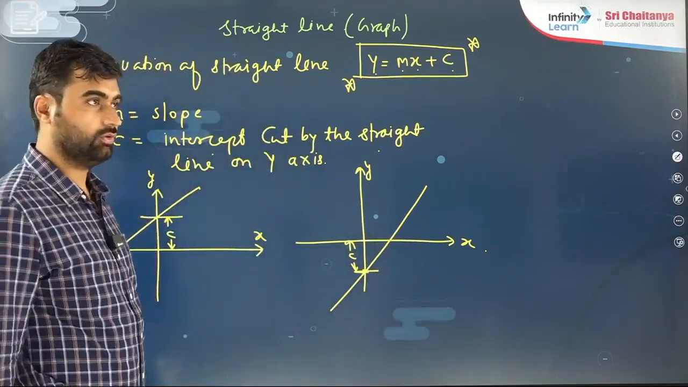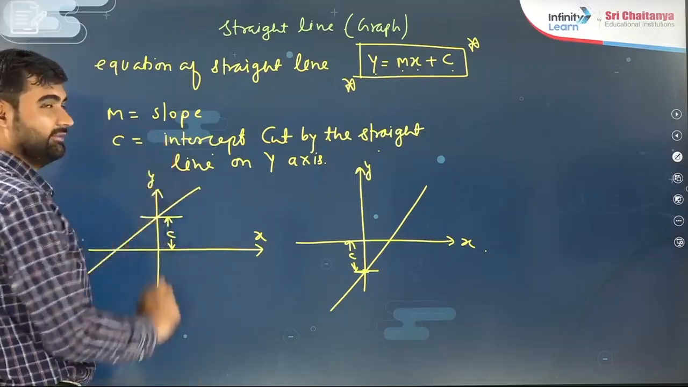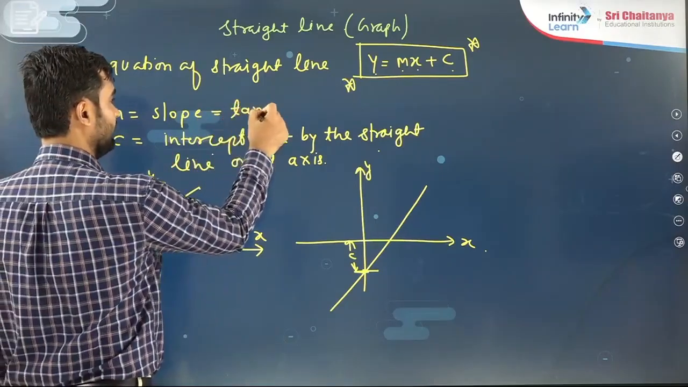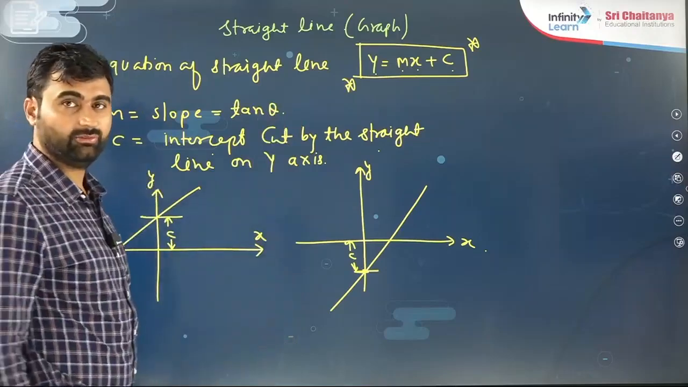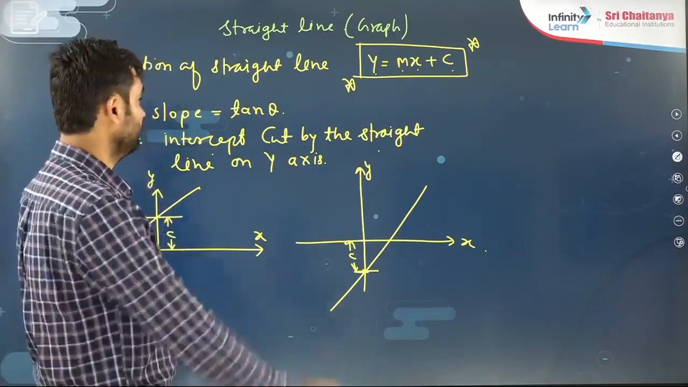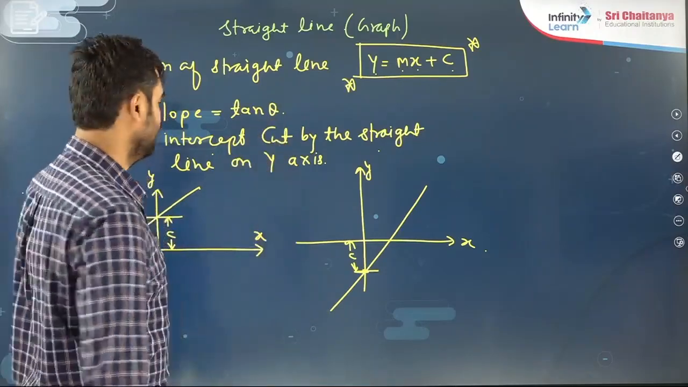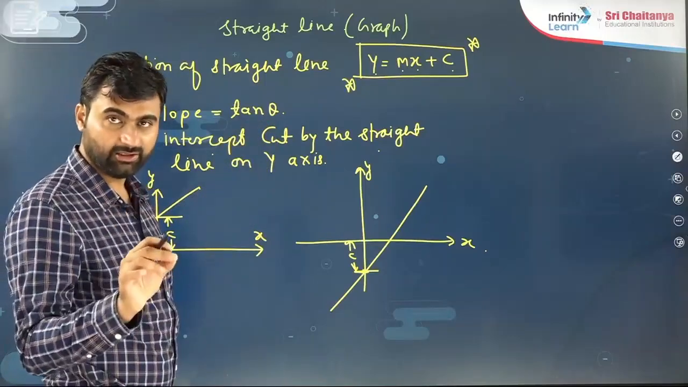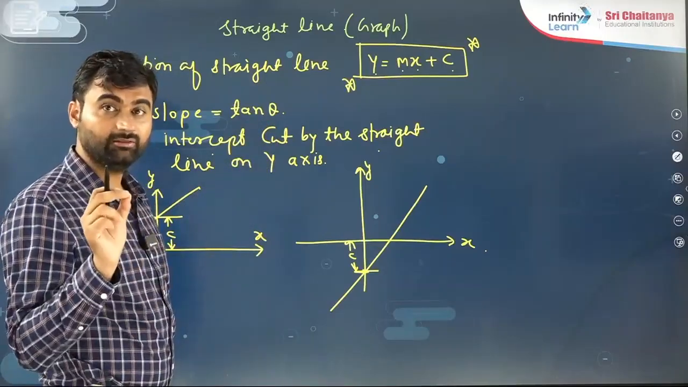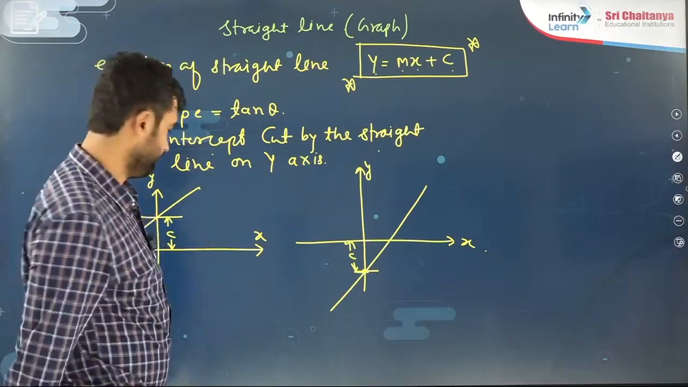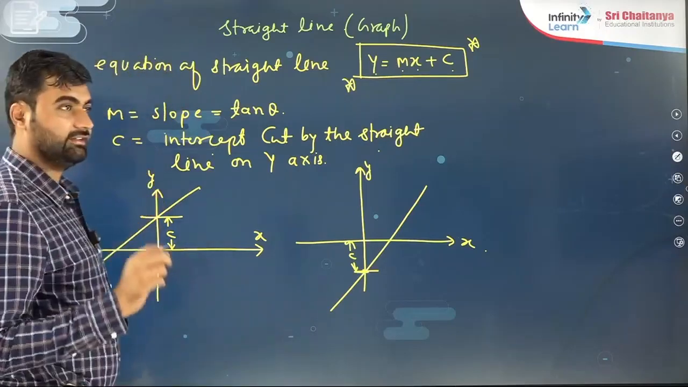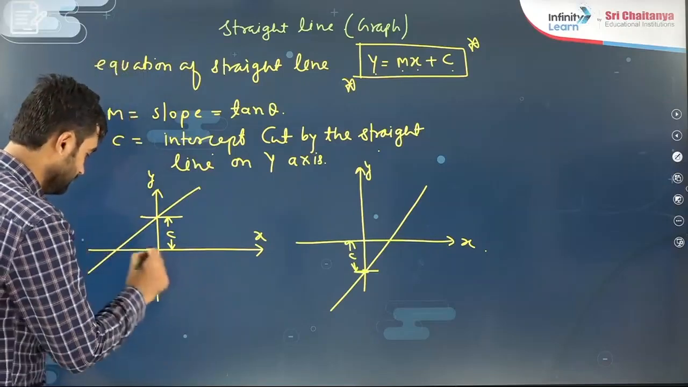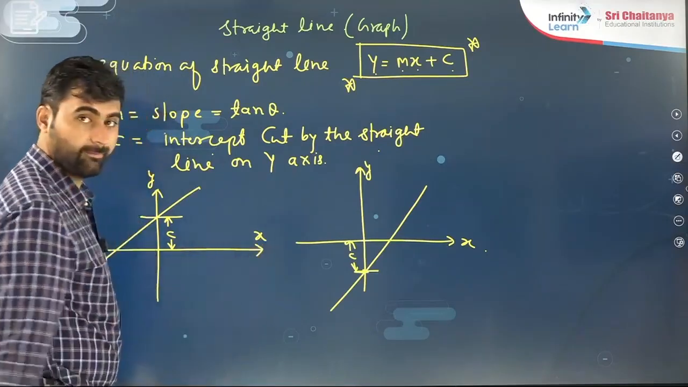Understood? Okay. Now M is what? M is slope, and slope is measured by tan theta. What is theta here? Theta is the angle made by the straight line with the plus x direction. So this is the plus x direction.